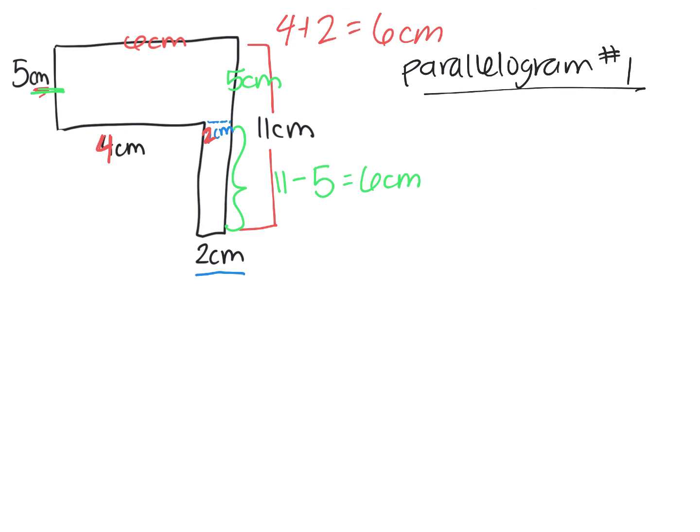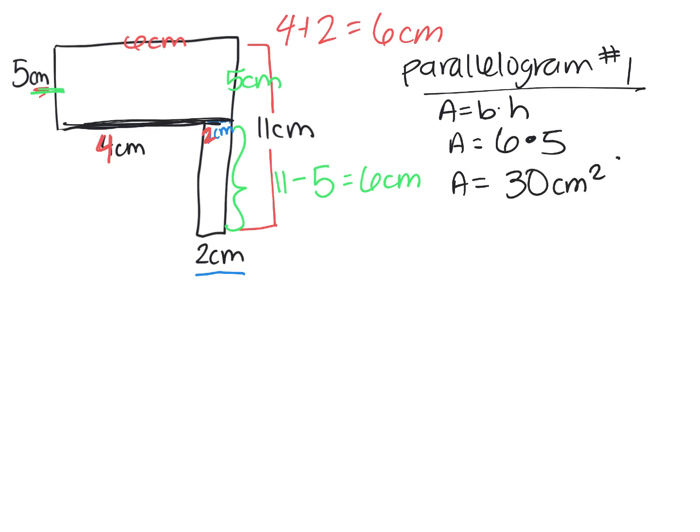Okay, here's parallelogram 1. We have area equals base times height. Now our base was our entire way across, so we had to add 4 plus 2, which gave us 6 for the base, times the height, which was 5. 6 times 5 gives me 30 centimeters squared. So I found parallelogram number 1's area.